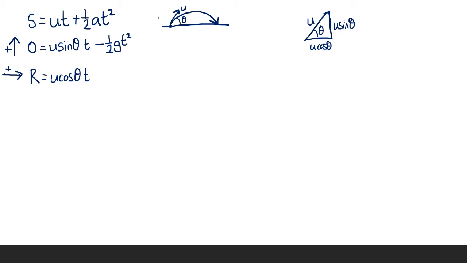So what we would like to do is eliminate the variable t, the time, between these two equations. There are a few different ways we can do that, but maybe the easiest way is to factorize the first equation. So take out a factor of t from both of those. So we can see t times u sine theta minus a half g t is equal to 0. So therefore we've either got t is equal to 0, which is obviously at the start, or we've got this bracket equal to 0.